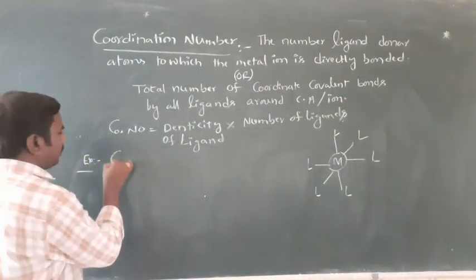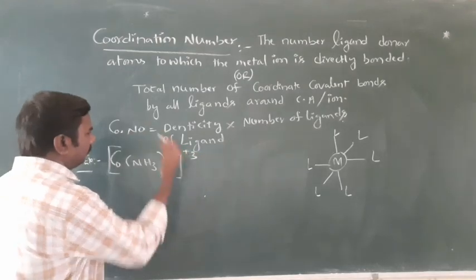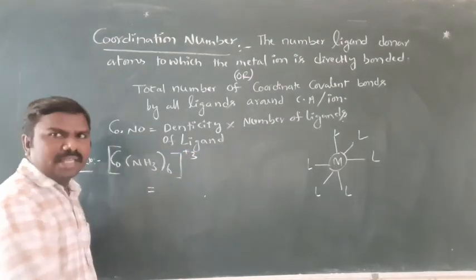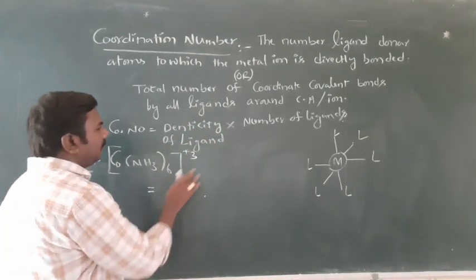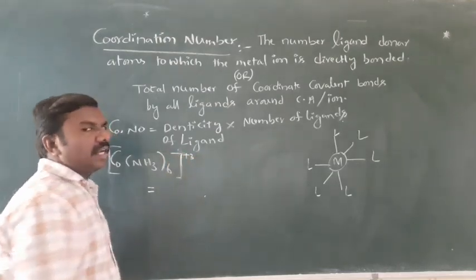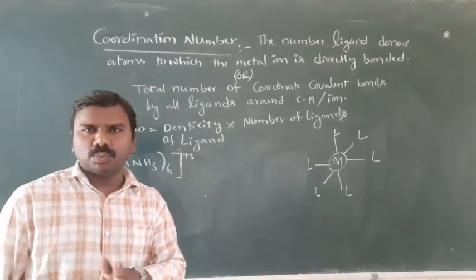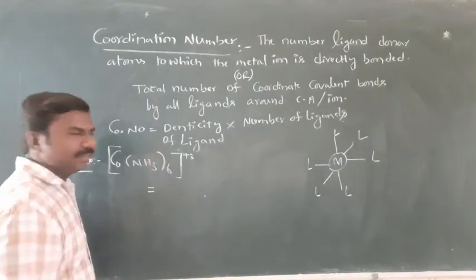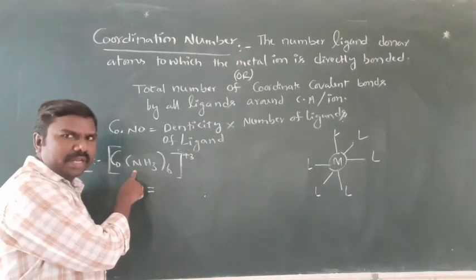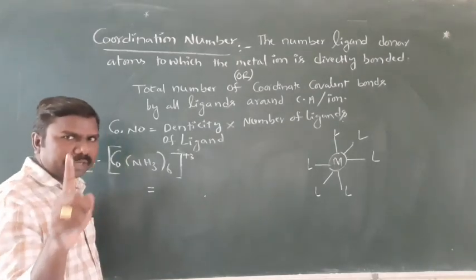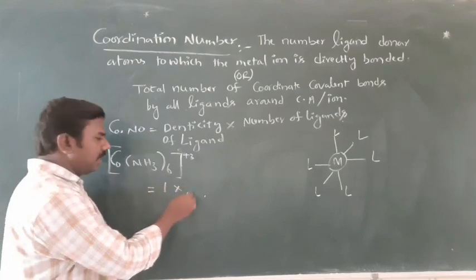Example: [Co(NH3)6]3+. Coordination number of cobalt is equal to, cobalt is the central atom. Denticity of a ligand means, as discussed yesterday, unidentate means denticity 1 coordinate covalent bond. Bidentate means denticity 2 coordinate covalent bonds. Similarly here, NH3 is a unidentate ligand because only one atom can donate a lone pair and form a coordinate covalent bond. That is also 1. Denticity of NH3 equals 1. Total number of NH3 ligands equals 6.